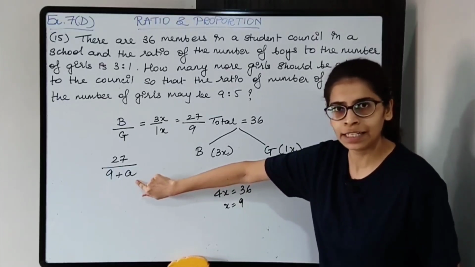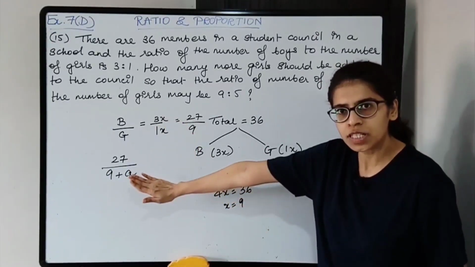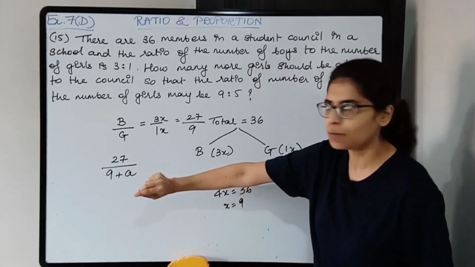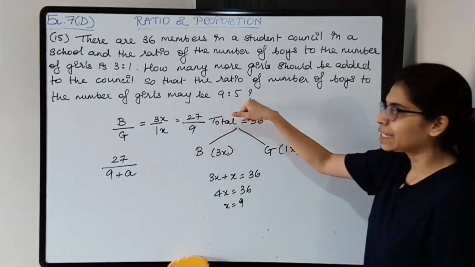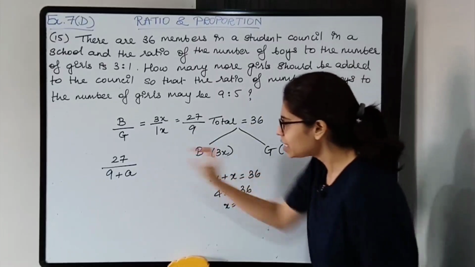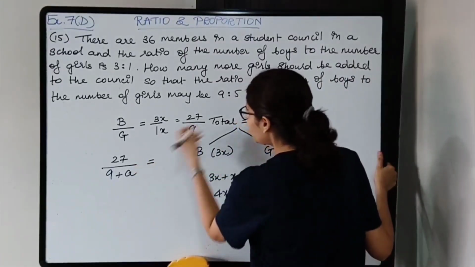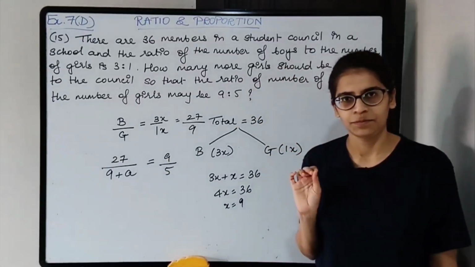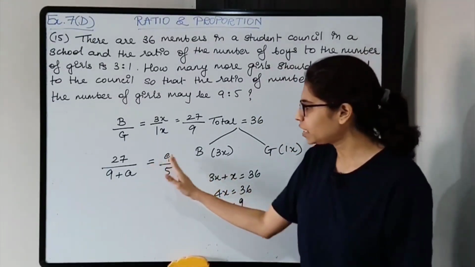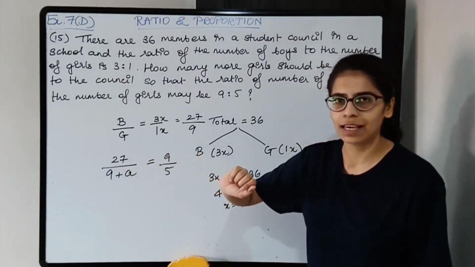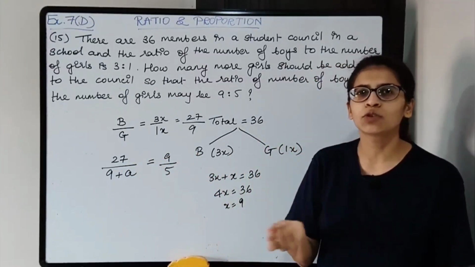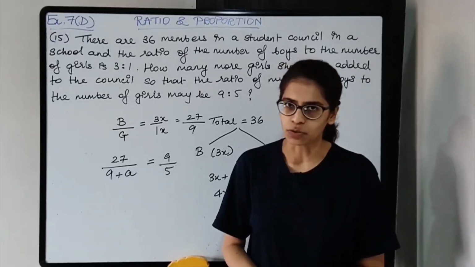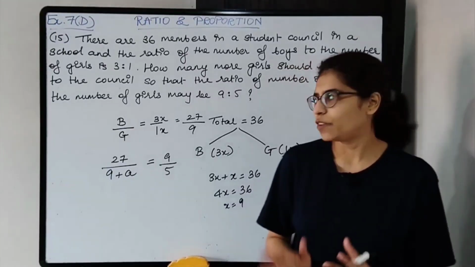It is not 9 anymore. You are adding more girls, so more are added. So the ratio will be 27 upon 9 plus a, and it will be 9:5. So this is equal to 9/5. Solving this, you will get the value of a, and once you get the value of a, you will come to know how many more girls are required to be added to the council. So very easy.